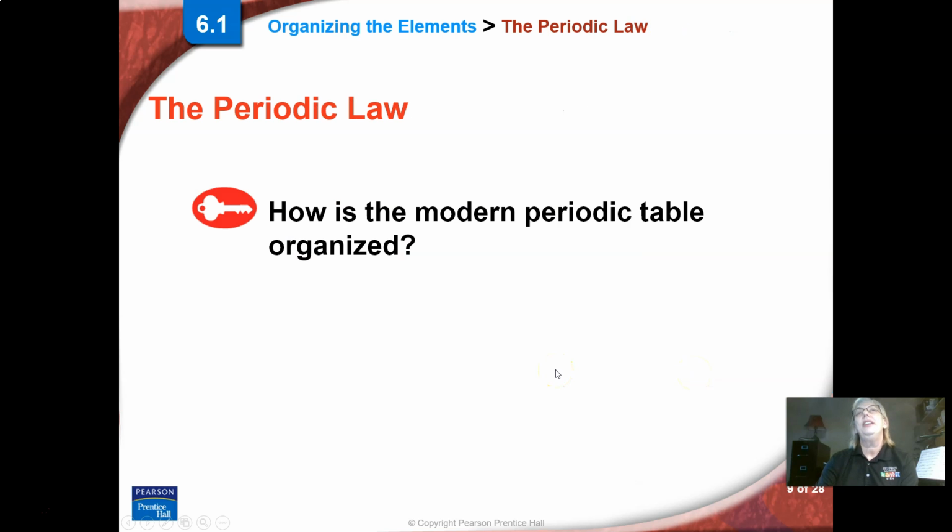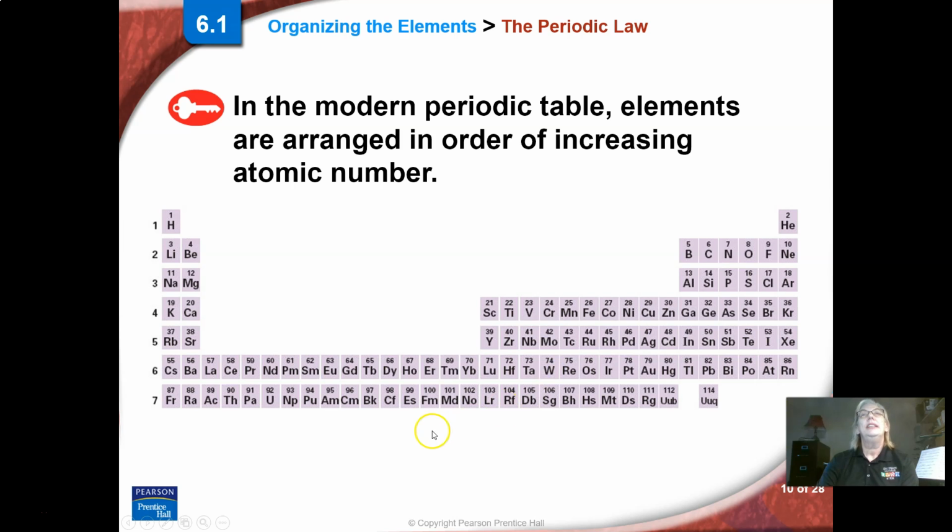So how do we have it organized today? So now we organize everything by increasing atomic number. You remember that's the little number up top here? And each one is the number of protons. So we organize by the number of protons, and it goes from low numbers to high numbers.